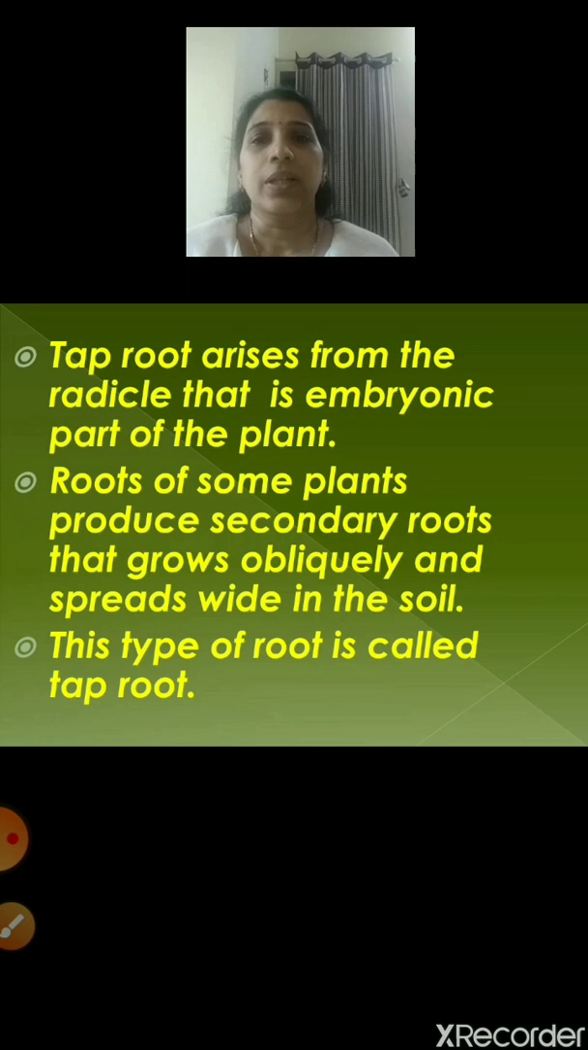The tap root arises from the radicle, that is the embryonic part of the plant. Now roots of some plants produce secondary roots which grow obliquely and spread wide in the soil. So this type of root is called the tap root.